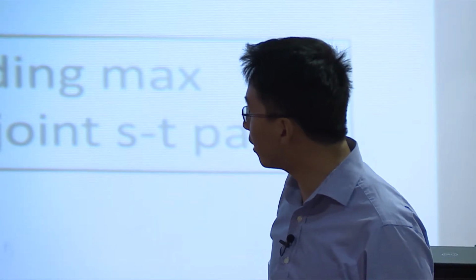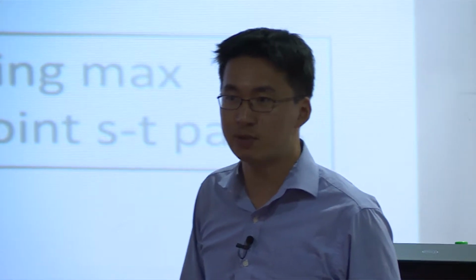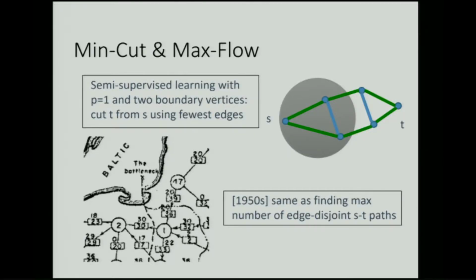This problem got studied a lot in operations research. And it turns out that it also has a very nice dual, which is you're trying to route the maximum number of edge-disjoint paths from the source to the sink. And this is basically the min-cut max-flow, or max-flow min-cut theorem.